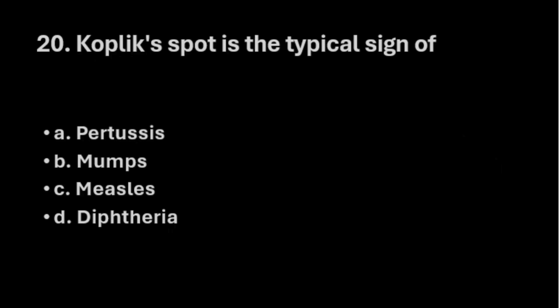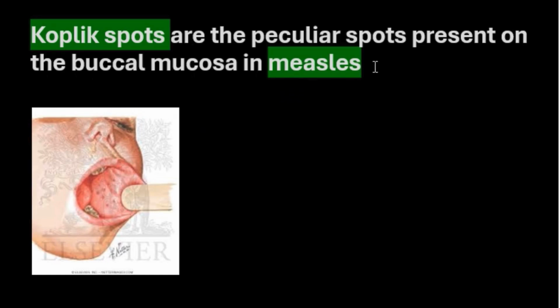Next question. Koplik spot is the typical sign of option A, pertussis, option B, mumps, option C, measles, option D, diphtheria. The right answer here is option C, measles. Koplik spots are the peculiar spots present on the buccal mucosa in measles. You can see the spots in the buccal mucosa.